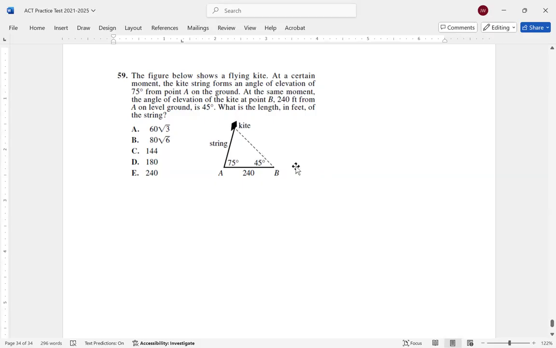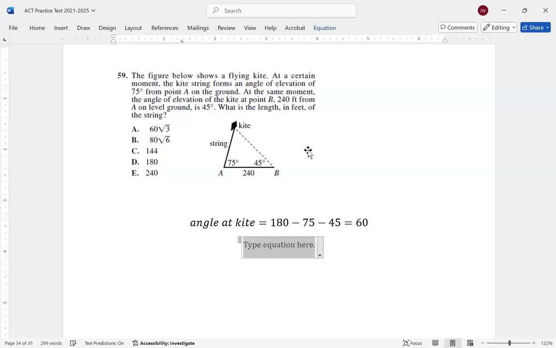Now, this is not a right triangle, so I can't use SOHCAHTOA or the Pythagorean theorem. So it's just a different triangle. And by the way, the angle at the kite is going to be 180 minus 75 minus 45, which is 60. So 60 is the angle where the kite hits the string and the line from kite to B. So that's a 60-degree angle.